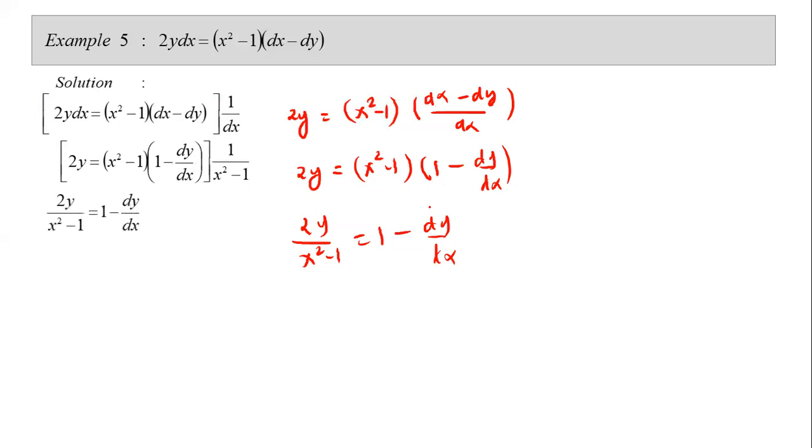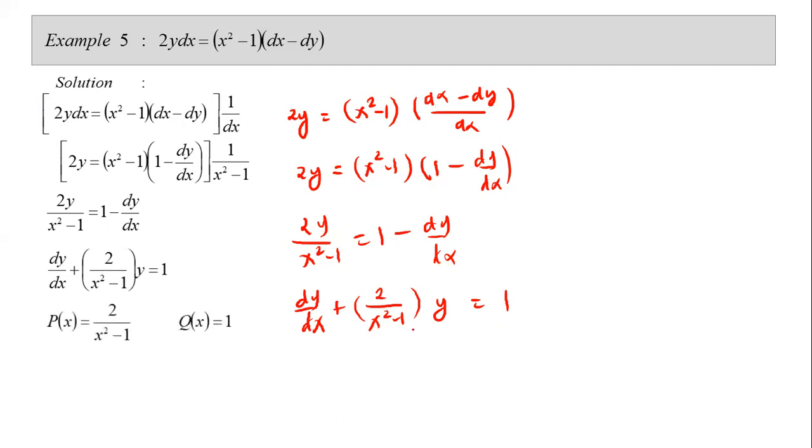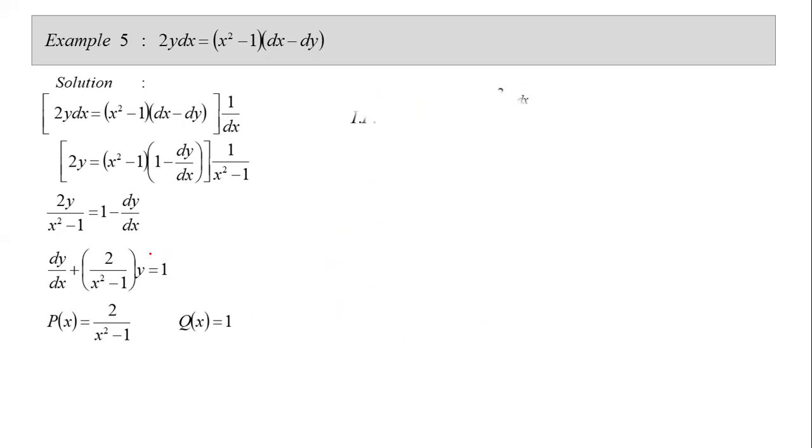And then you can now simply write this of the form: this negative dy dx, you throw it on the left side, so that's dy dx, and then we regroup this as 2 all over x squared minus 1 times y, and then you keep 1 on the right side equals 1. Okay, so clearly you can see that p of x is equal to 2 all over x squared minus 1, and q of x is equal to 1. And this gives us an integrating factor of the form e raised to the integral of 2 all over x squared minus 1 dx.